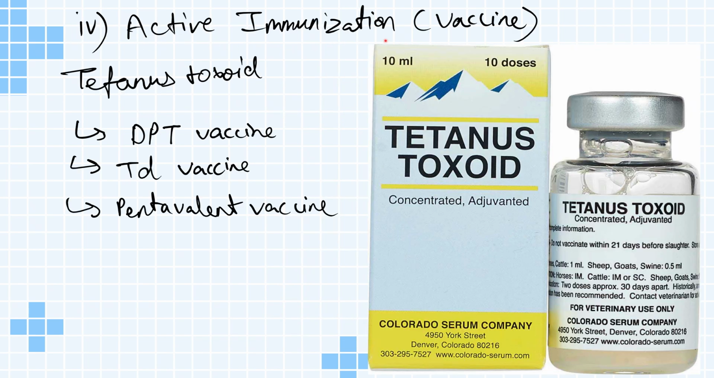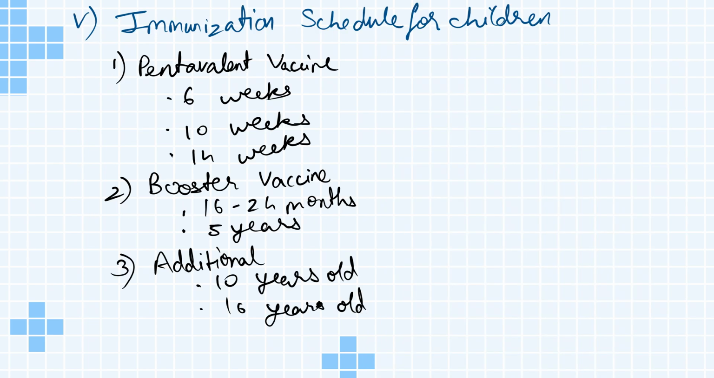Active immunization against tetanus is done using tetanus toxoid. Common vaccines containing tetanus toxoid include DPT vaccine, Td vaccine, and pentavalent vaccine. Now let's look at the immunization schedule for children.